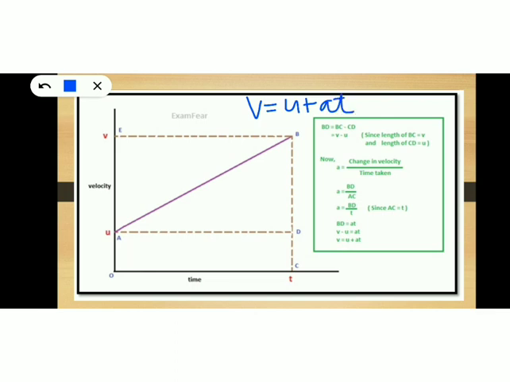In order to derive this expression, we need to consider this velocity-time graph. So you can see this line. This is the velocity-time graph, which means it is a uniformly accelerated motion.